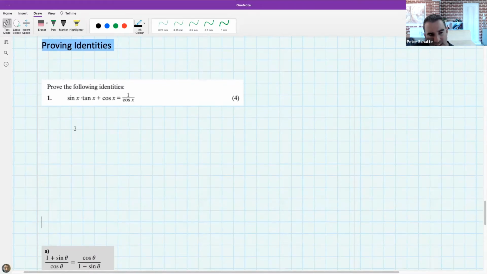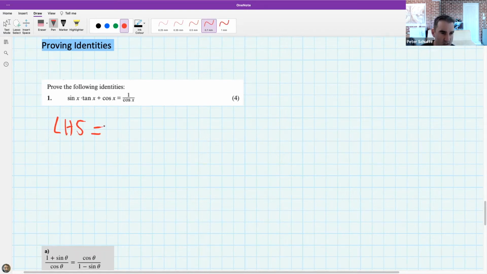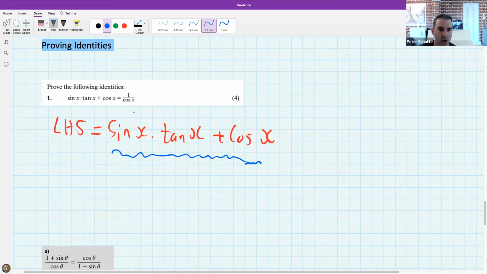If we look at this, a trig identity question works like this. You normally have one side, we call it the left-hand side, and then we have the right-hand side. And we work with the one side to try and show that it is the same as the other side. And we normally start by looking at the more difficult side. So for me, in this case, I would start by saying the left-hand side is sine x times tan x plus cos x. And then my journey in life would be to try and transform this to look like the right-hand side.